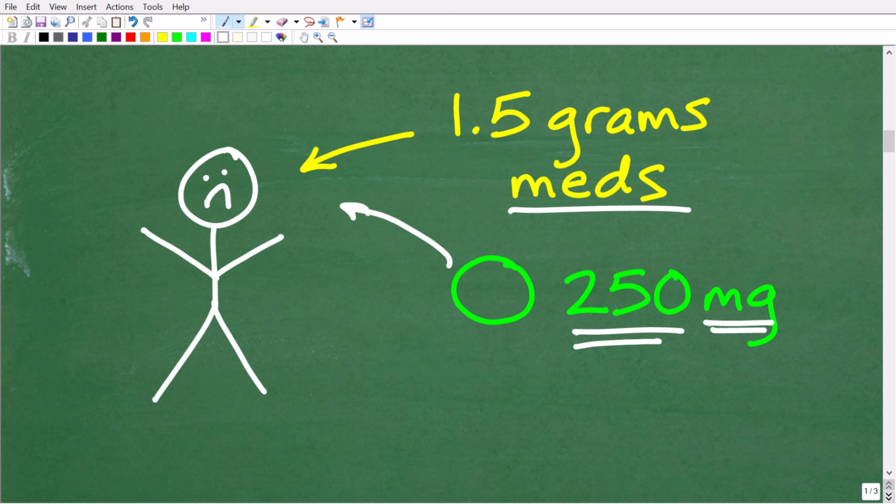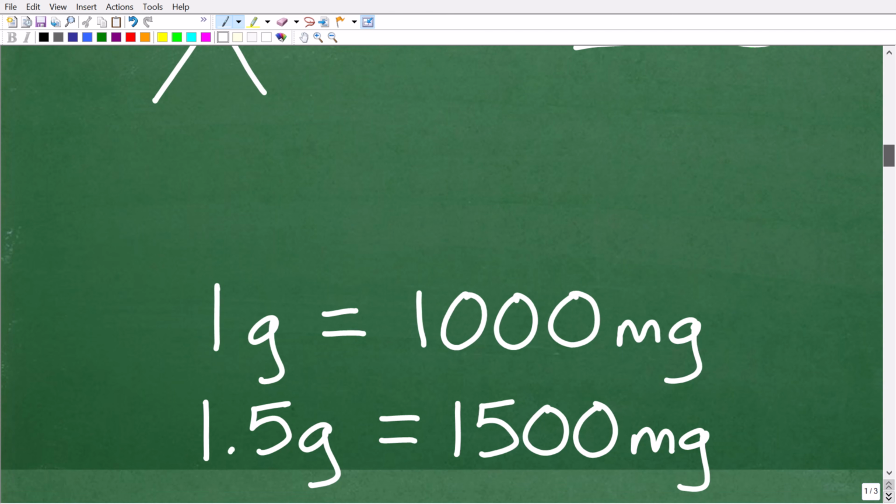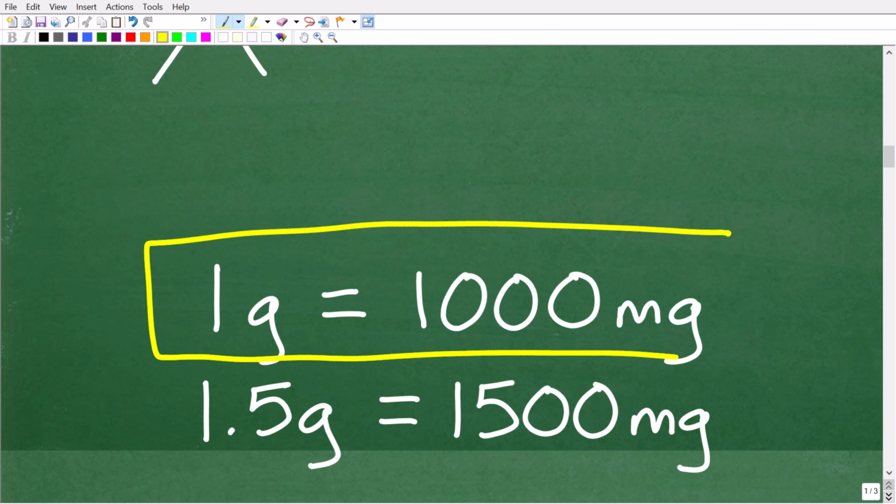Okay, so we know the correct answer is 6, but why is that? Well, we need to know a relationship between grams and milligrams, and that relationship is the following. Okay, so this is really important stuff, particularly in nursing, but we're talking about basic metric system conversion. So 1 gram is equal to 1,000 milligrams, right? You definitely need to know this right here. So 1 gram is equal to 1,000 milligrams.